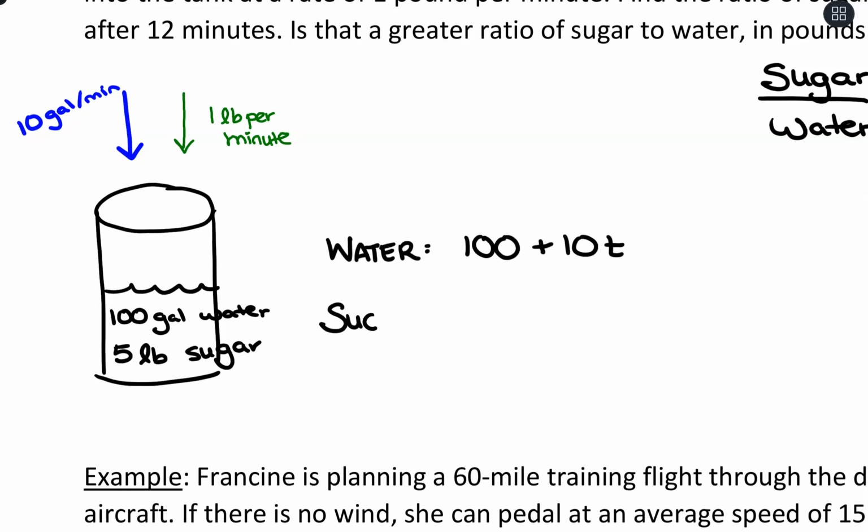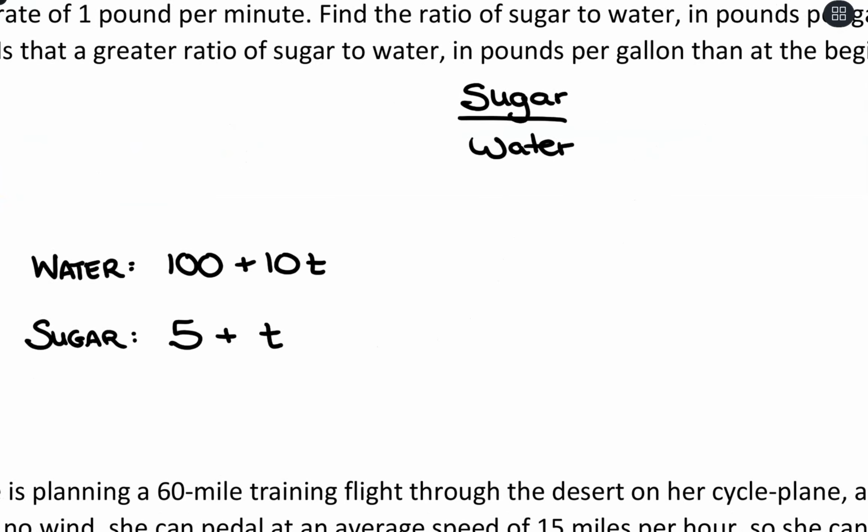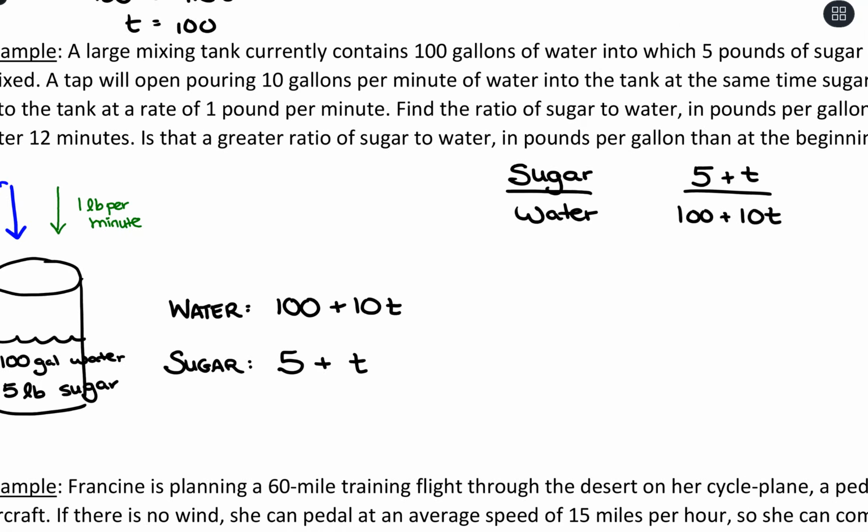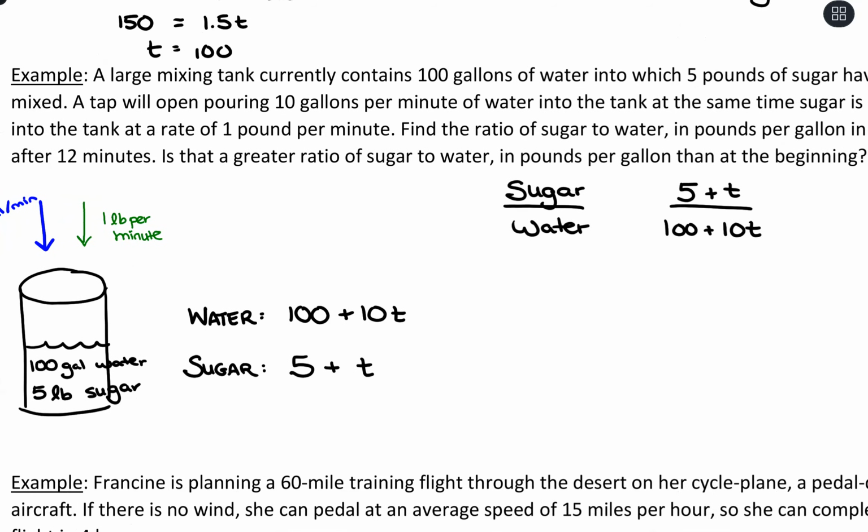Then for sugar, we're starting with 5 pounds, and then we're adding on 1 pound per minute. So after 1 minute, we'd have 6 pounds, 2 minutes, 7 pounds, 5 minutes, 10 pounds, so on and so forth. So if I want the ratio of sugar to water, what I'm doing is taking 5 plus t divided by 100 plus 10t. So if we want to see what's happening after 12 minutes, I'm going 5 plus 12 over 100 plus 10 times 12.